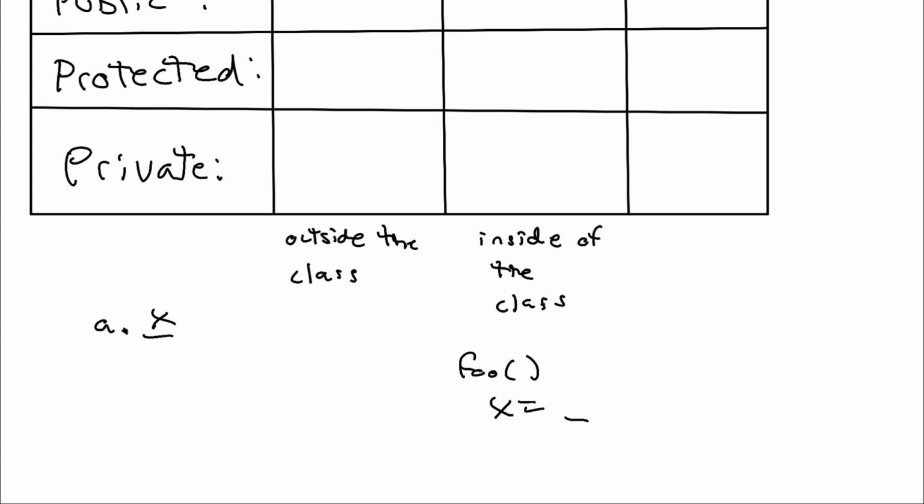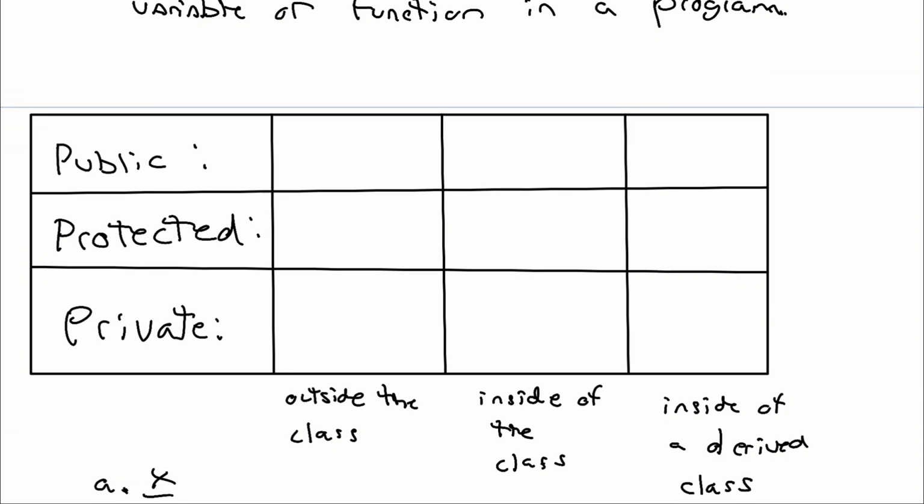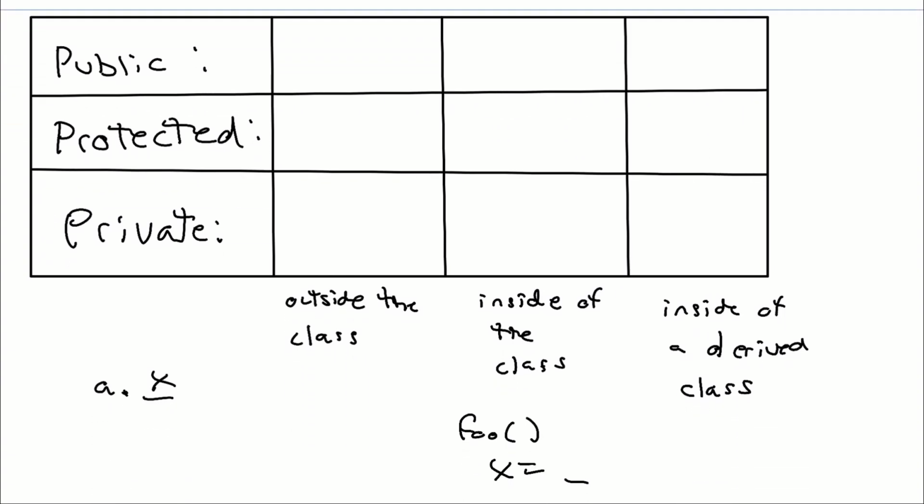Finally, the third category is what we're kind of facing right now with inheritance, which is inside of a derived class. Feel free to replace the word derived with any of the other terms that we use, such as child class or subclass. Okay? So that brings us into our chart. So let's fill it up with yes or no's.